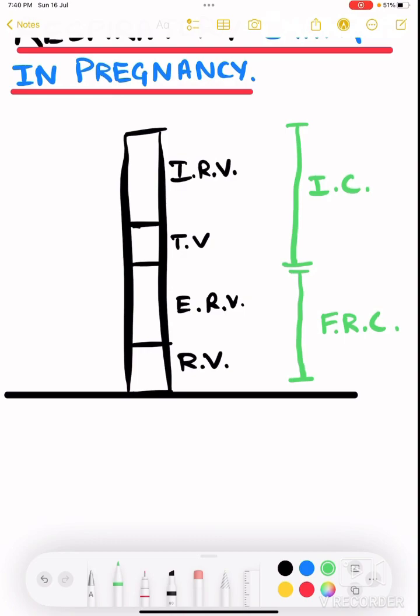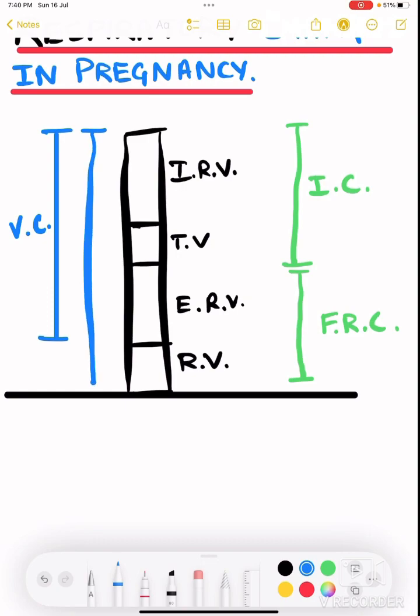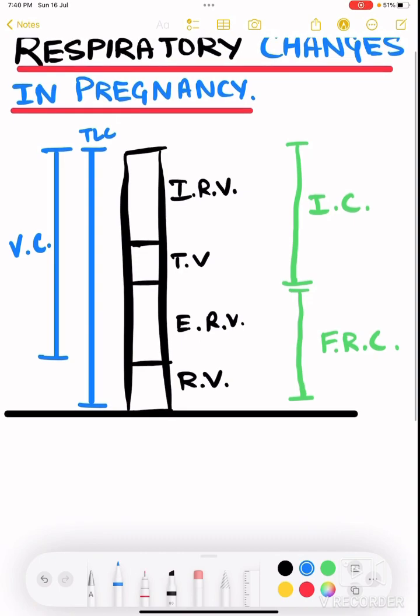We all know that, nothing much of a great deal. What is this volume? The addition of all these three, inspiratory reserve volume plus tidal volume plus expiratory reserve volume. This is vital capacity. And of course, this is the easiest one, total lung capacity. So that's it, guys. Now we will study what the changes are.